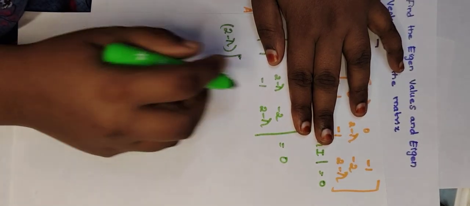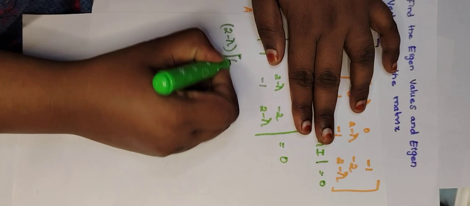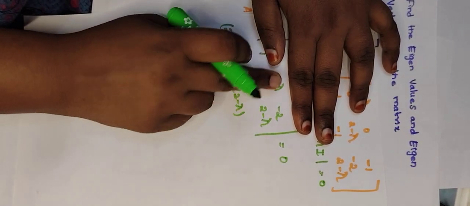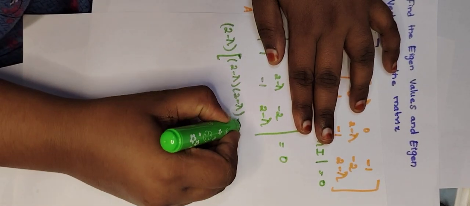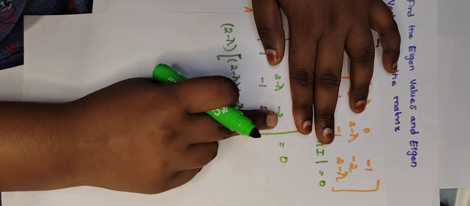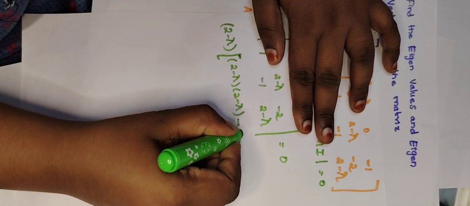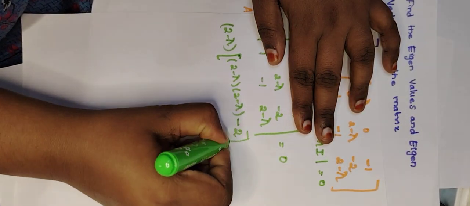So if I take the determinant of this matrix, the equation will be 2 minus lambda, 2 minus lambda. Multiply both the terms, 2 minus lambda into 2 minus lambda. Then put minus, then multiply both the terms. Minus 1 into minus 2 will give me plus 2. So this is plus 2. Okay, plus 2. So this part is over.